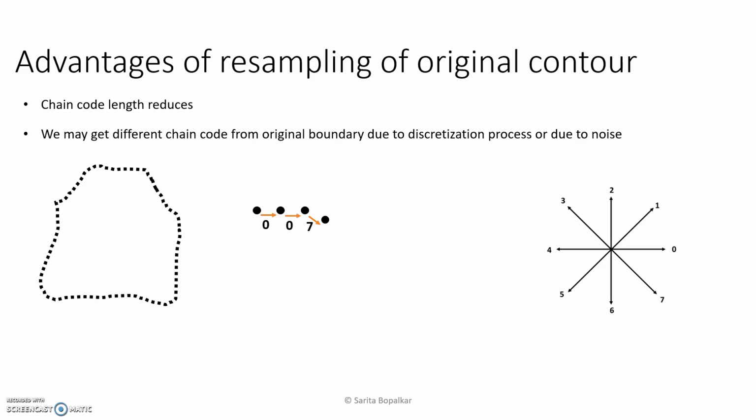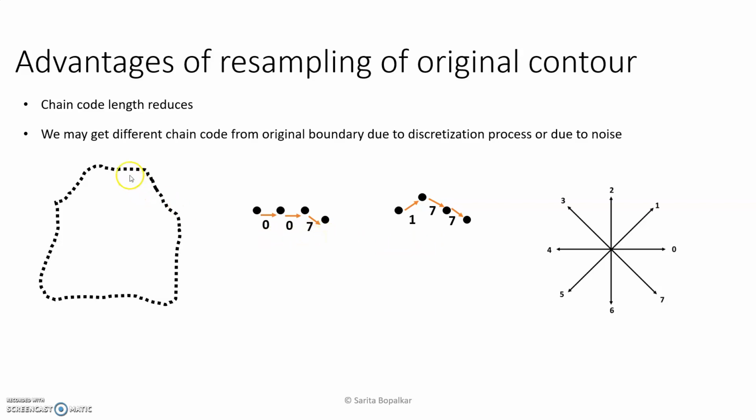Now due to noise or some discretization process while obtaining the district boundary, some noise gets introduced. Means this point is shifted slightly to the upper side while discretization or due to noise, whatever is the reason. So what will be the chain code? Now this is the direction. According to the 8 connectivity, this is represented by 1, then this is 7, 1, 7, 7. Now check the original chain code, and the obtained chain code is totally different from the original chain code.